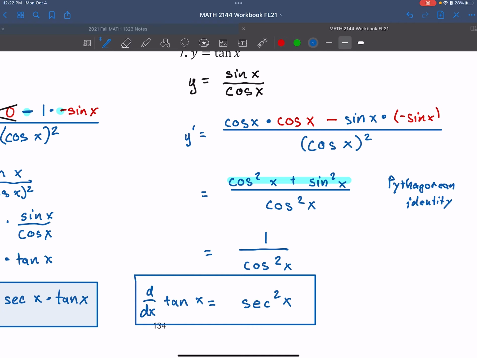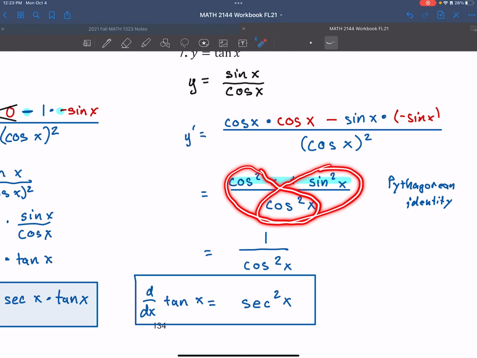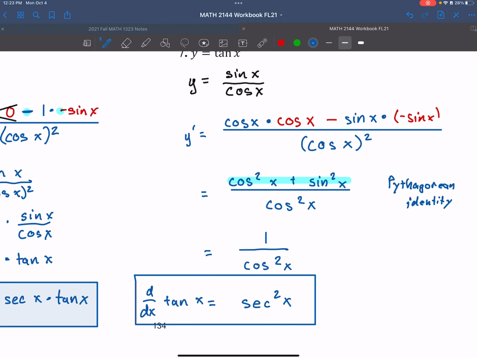So secant squared. Yes, Savannah. Why did you set the numerator to 1 instead of canceling the cosine squared? So remember that if you were to consider this in terms of division, you're looking at canceling this, but remember that whatever you divide by, everything in the numerator must be divided by it. So it's not as simple as just crossing that out.